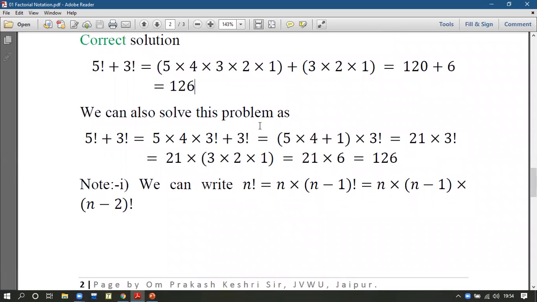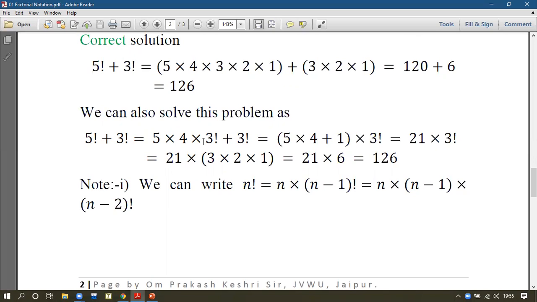We can also solve this problem another way. Factorial 5 plus factorial 3: here factorial 3 is the lower one and factorial 5 is the upper one. Then we can convert the upper one into the lower one and take the common part. Factorial 5 is equal to 5 into 4 into factorial 3. We can write factorial n equals n into n minus 1 into n minus 2 factorial. And factorial 3 is as it is.